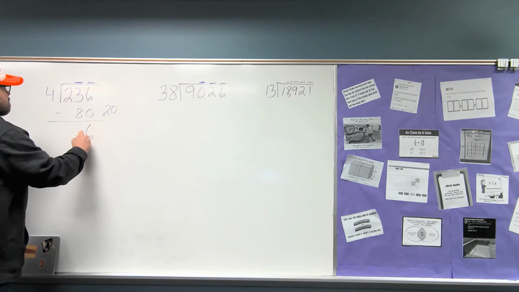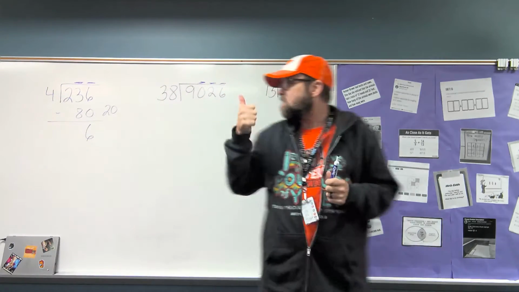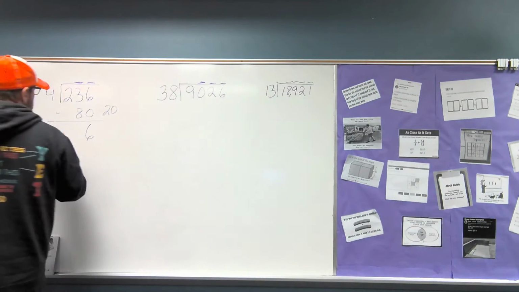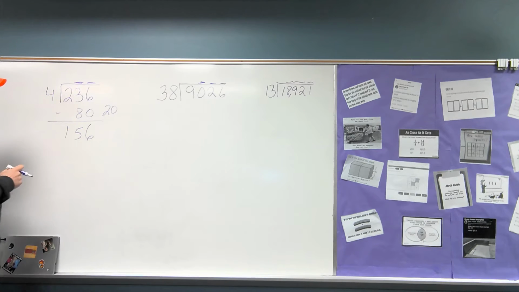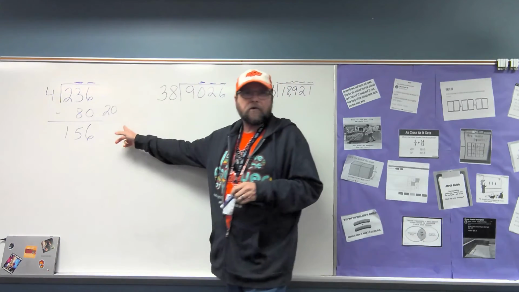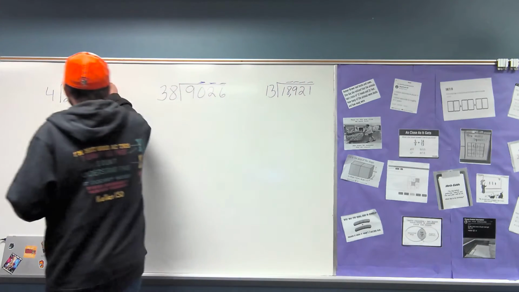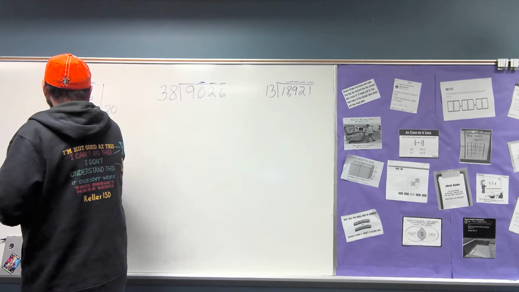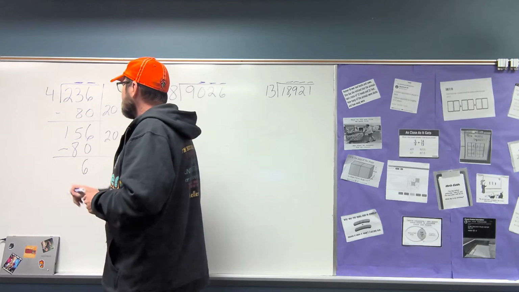6 minus 0 is 6. 23, 22, 21, 20, 19, 18, 17, 16, 15. So that would be 15. So now I have 156. I can go another 20, because another 20 would give me 80. So I'm going to go another 20. I'll put those off to the side here. Another 20 would give me 80. And I subtract that. I get 6.